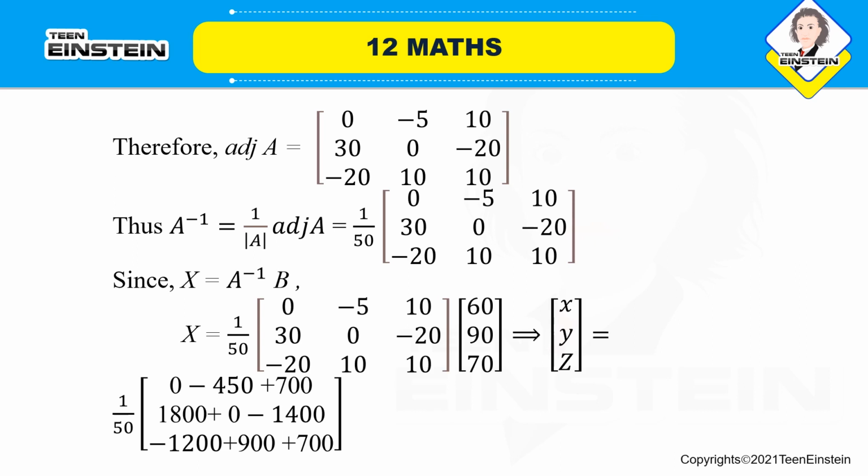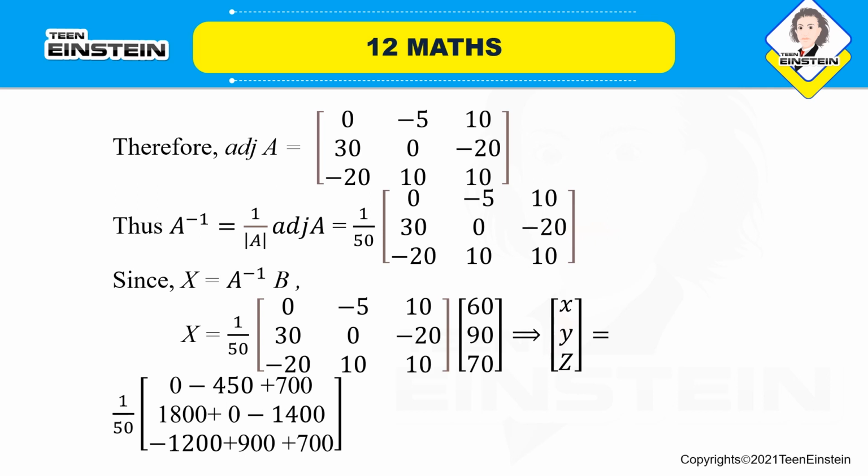Therefore, A inverse is, what is the formula for A inverse? 1 by determinant A into adjoint A. Determinant A we have already calculated, so I am substituting it here. So this is 1 by 50, and this is your adjoint A: 0, minus 5, 10; 30, 0, minus 20; minus 20, 10. Okay. Next, since A inverse exists, we can solve for x.